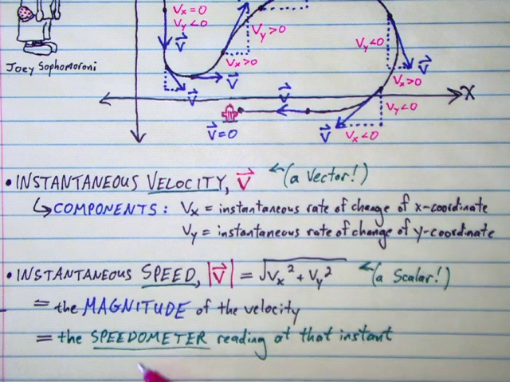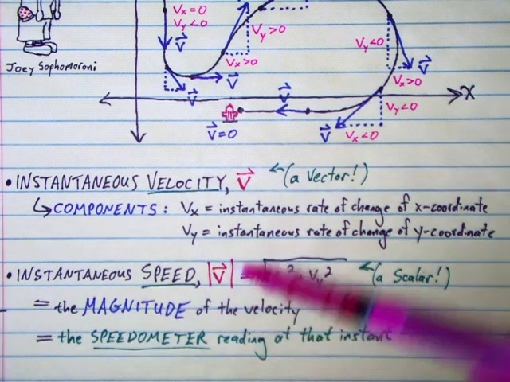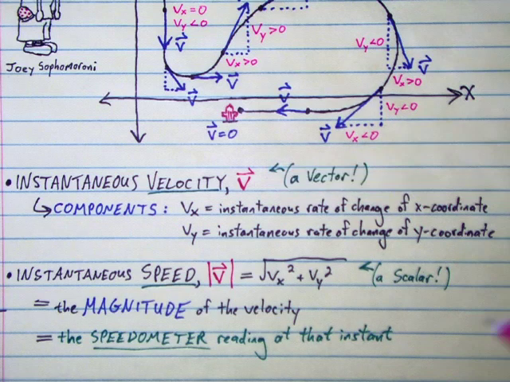Speed is just the number that you would read off of your speedometer at that instant. Just the number on your speedometer, that's your speed. But you take that and include the direction of your travel, and that gets you your velocity.